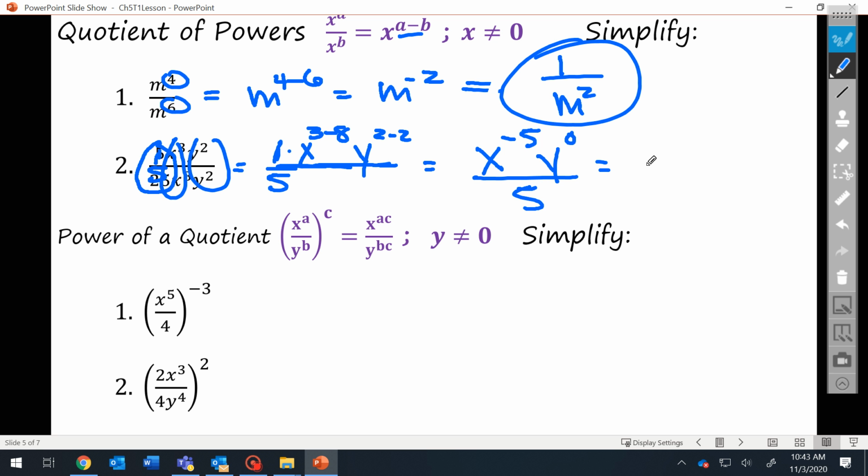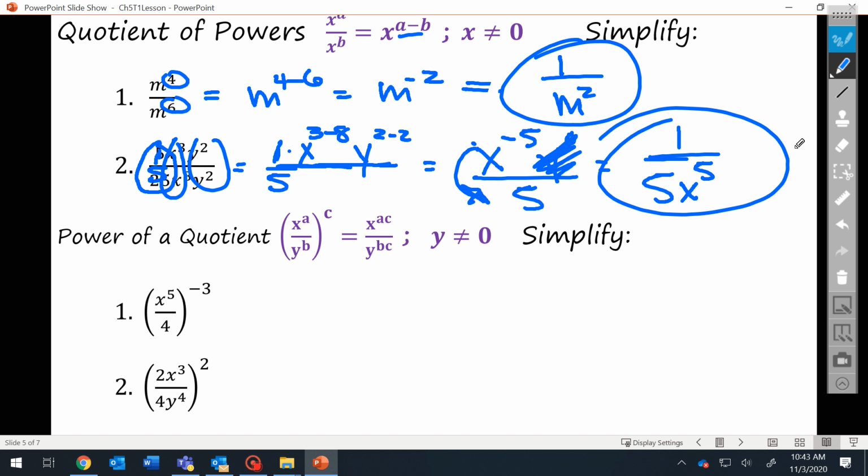All right, well, some of this stuff's going to have to change, because this y to the 0, that's just 1. So we don't need that. X to the negative 5, that's going to have to go to the denominator. So we have 1 in the numerator, since there's nothing left up there, and then 5x to the 5th in the denominator.